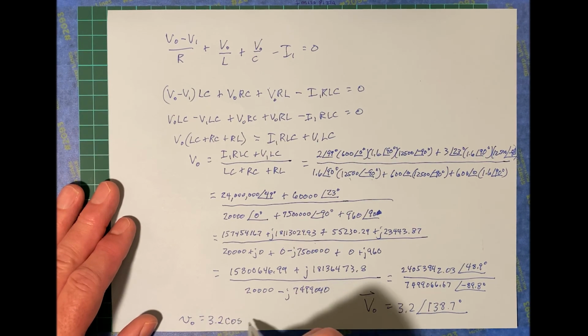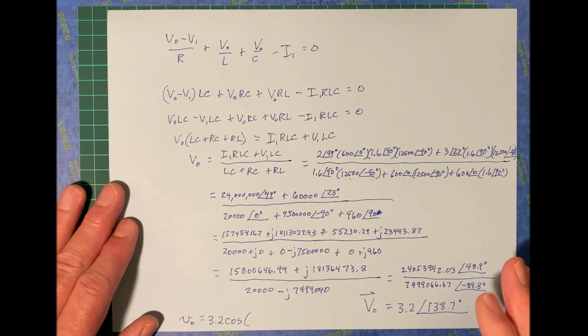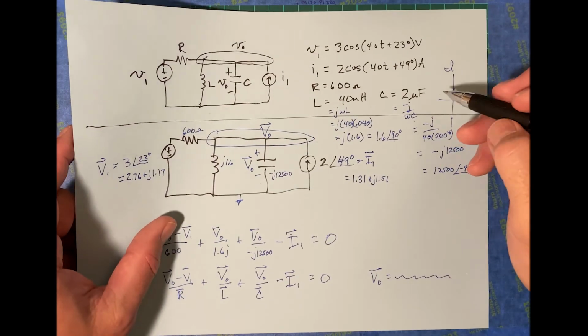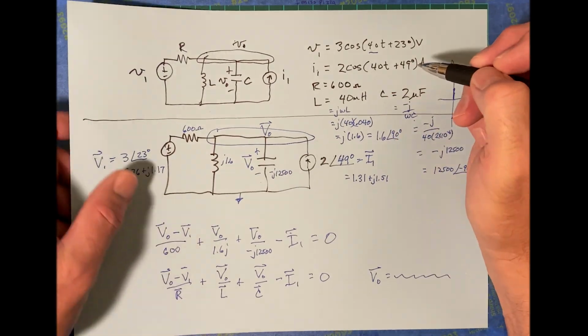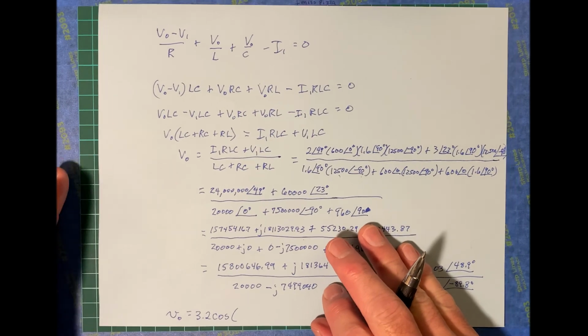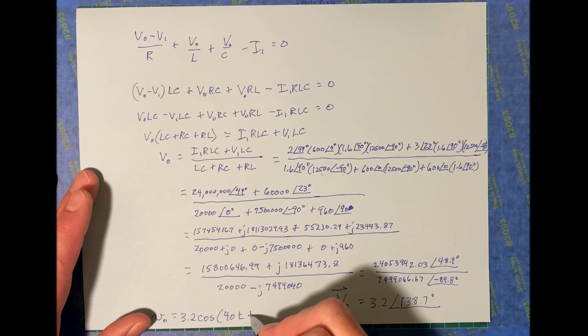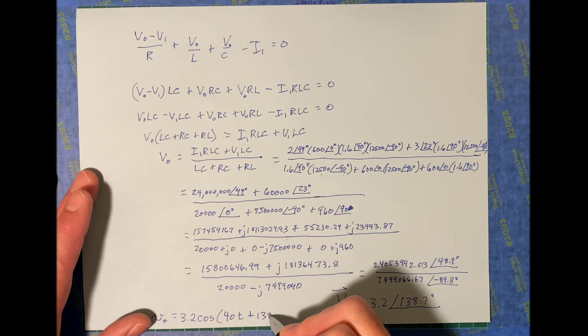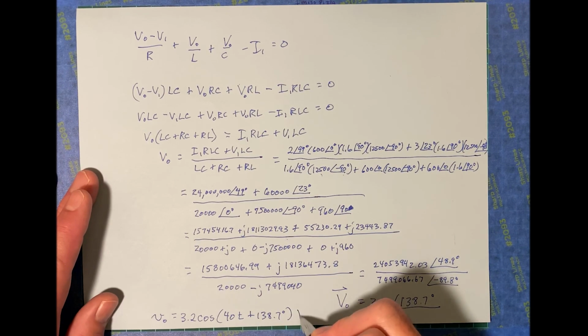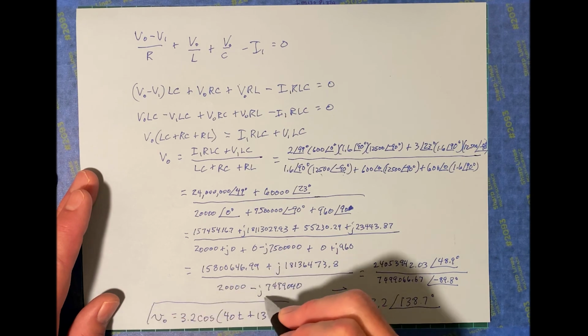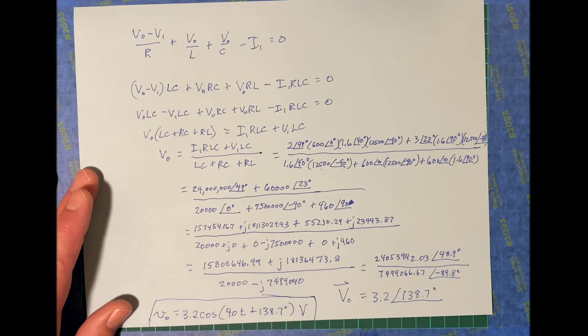3.2 times the cosine of, now omega t, I've forgotten what omega was. Omega is 40. So 40t plus 138.7 degrees volts. There is our final answer.